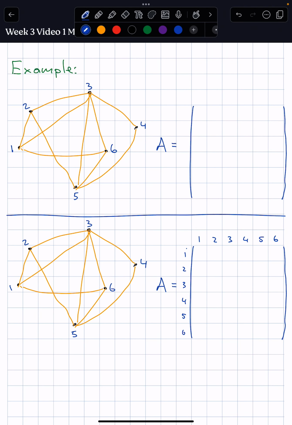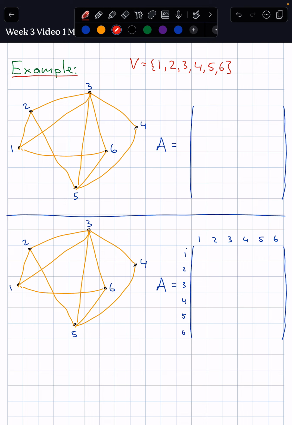Hello everybody. So today we are going to talk about matrices associated with graphs. And let us start with an example. Here is a graph. Our vertex set consists of 6 vertices, and we just enumerate them 1, 2, 3, 4, 5, and 6. Now, there are some edges, as we can see.